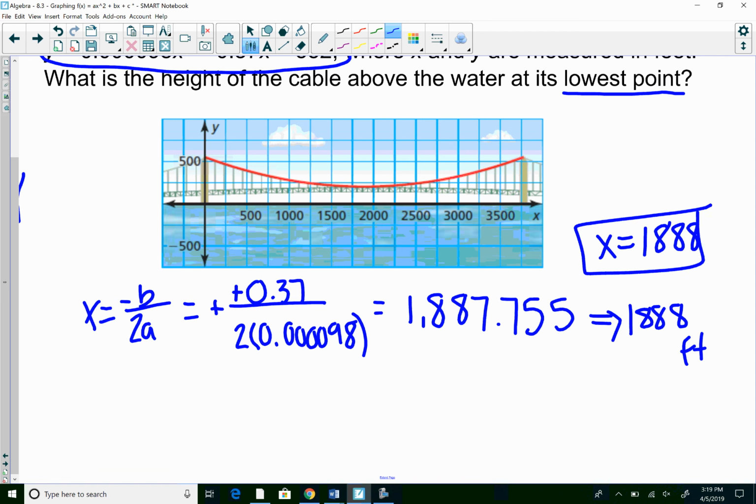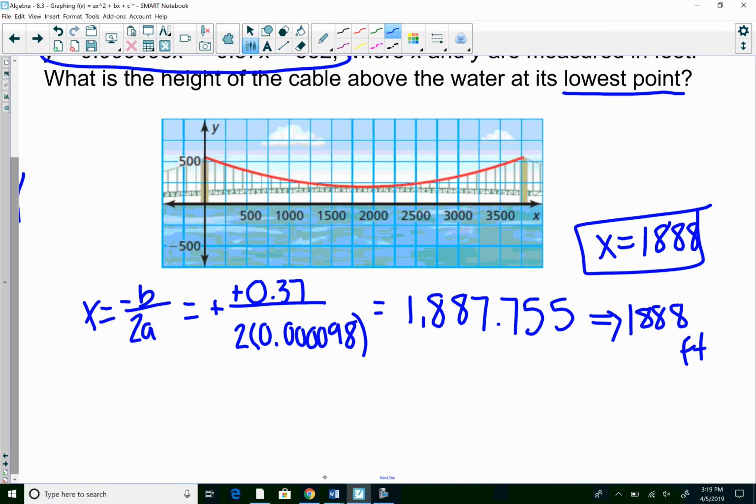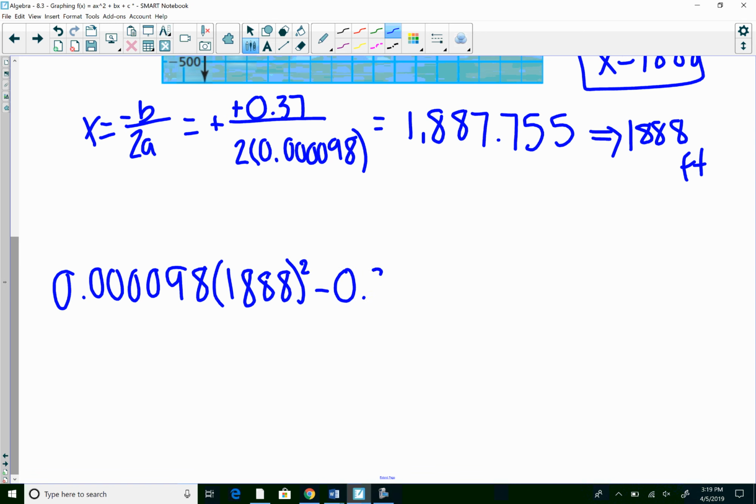We always talk about the axis of symmetry as being a line. Now what we want to do is take that 1,888 and plug it in. So let's try that. Let me just expand this. I'm going to take 0.000098 times 1,888 squared, minus 0.37 times 1,888, and then plus 552.